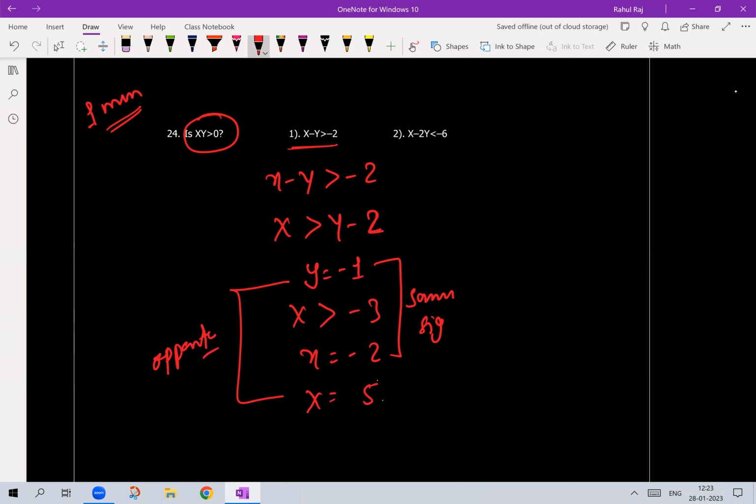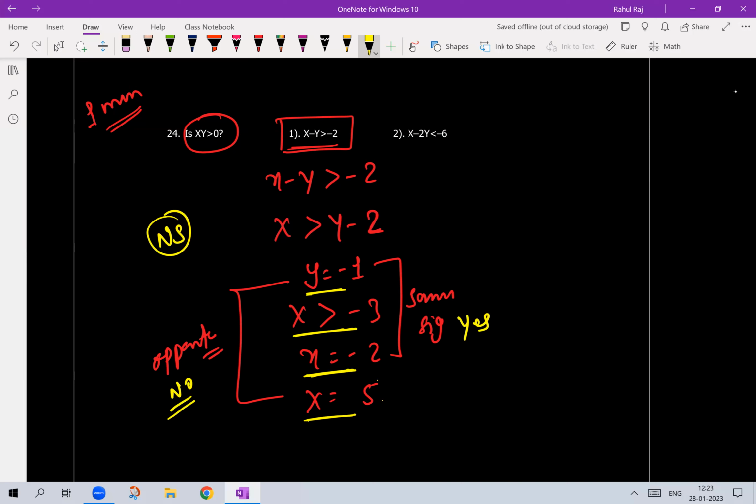I don't have to do anything else because my entire purpose is to check whether x and y are of the same sign or not. And this is an inequality given to you. It means a range is given to you, and it will never be the same. It could be anything. Because when I put y equal to -1, I got x greater than -3. And if x is greater than -3, x can be equal to -2. In this case, x and y are of the same sign. But x can be 5 also, where x and y are of opposite sign. Not sufficient. I have a yes and no situation. This is the yes situation. This is the no situation.